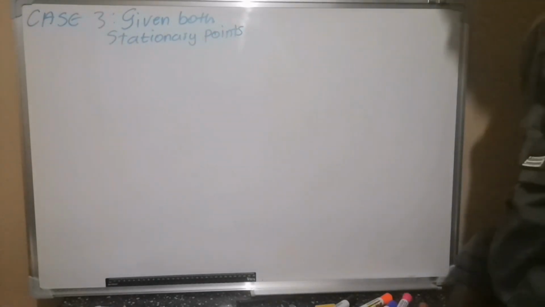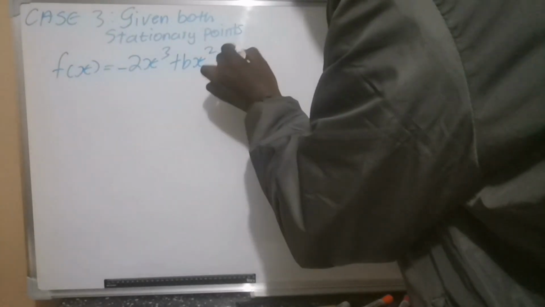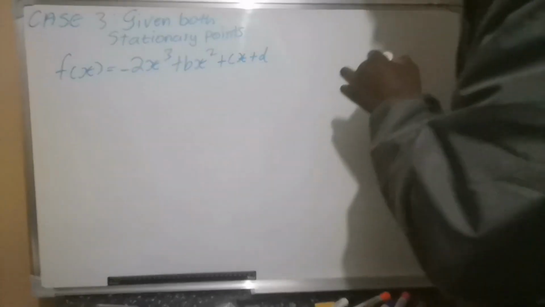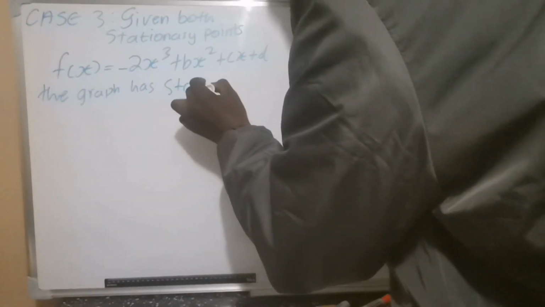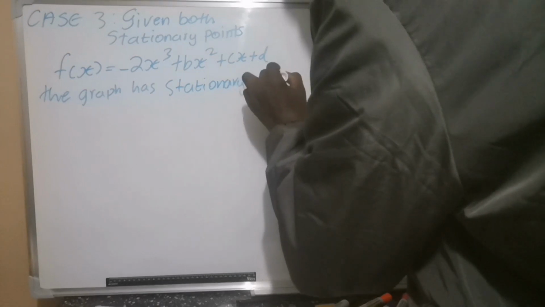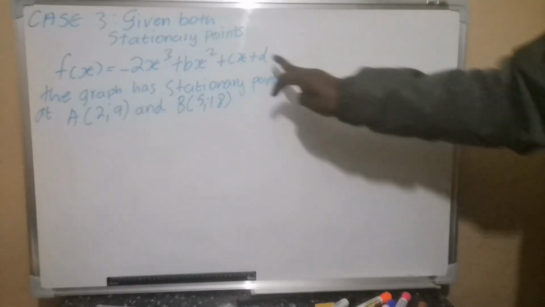So if you're given both stationary points, for example, if you have a function f of x equals negative 2x cubed plus bx squared plus cx plus d. We're given the graph has stationary points at point A, 2 and negative 9, and point B, 5 and 18. Then determine the values of b, c, and d.